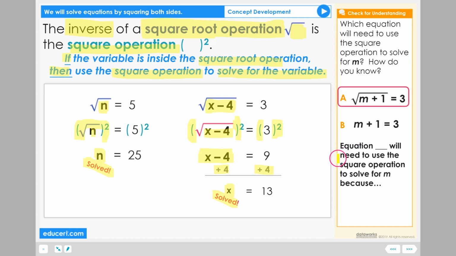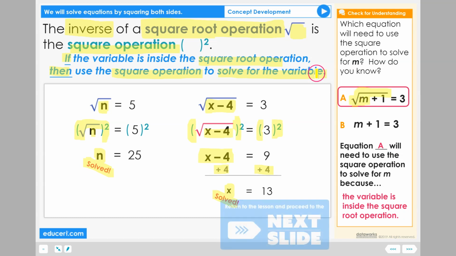A. Equation A will need to use the square operation to solve for m because the variable is inside the square root operation. Here's the variable, and you can see that it's inside the square root operation.